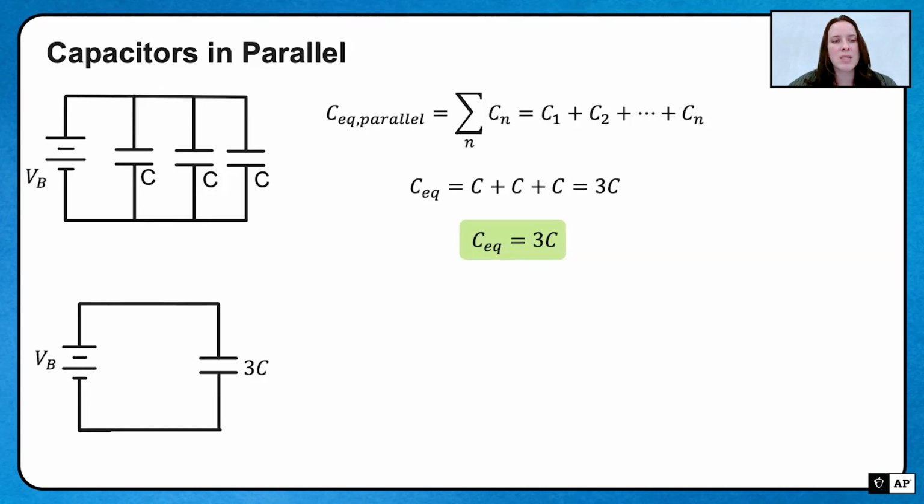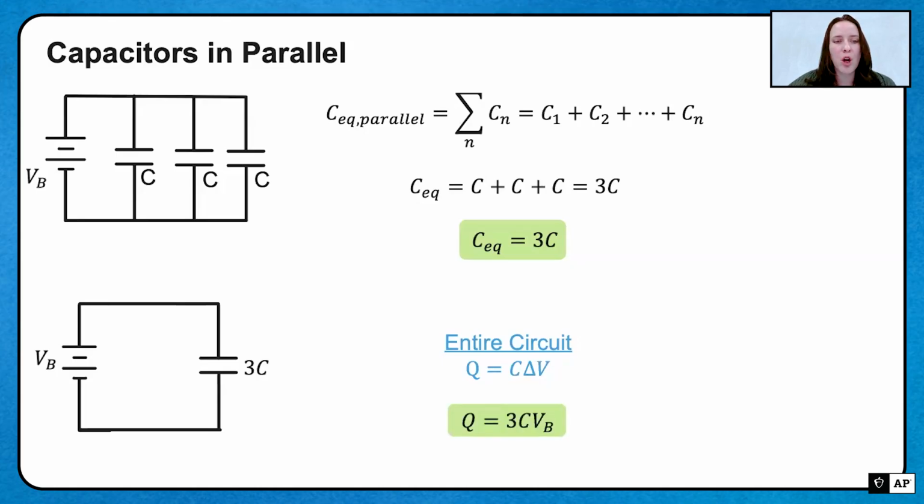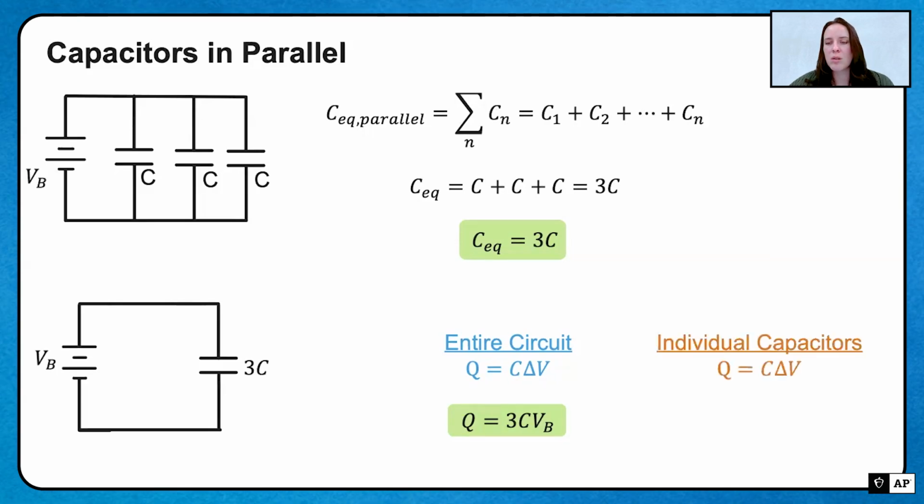So this circuit behaves the same way as if I had just one capacitor with a capacitance of 3C, which means I can find values for my entire circuit using my handy-dandy Q equals C delta V equation. The total charge that I'm getting out of this circuit is the capacitance, 3C, times the voltage of the battery. Now that I know the entire charge, I can also go look at my individual capacitors.